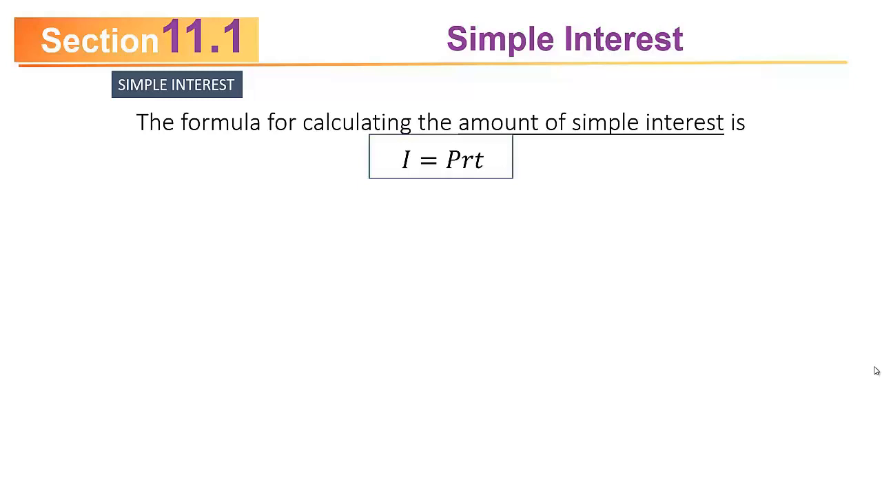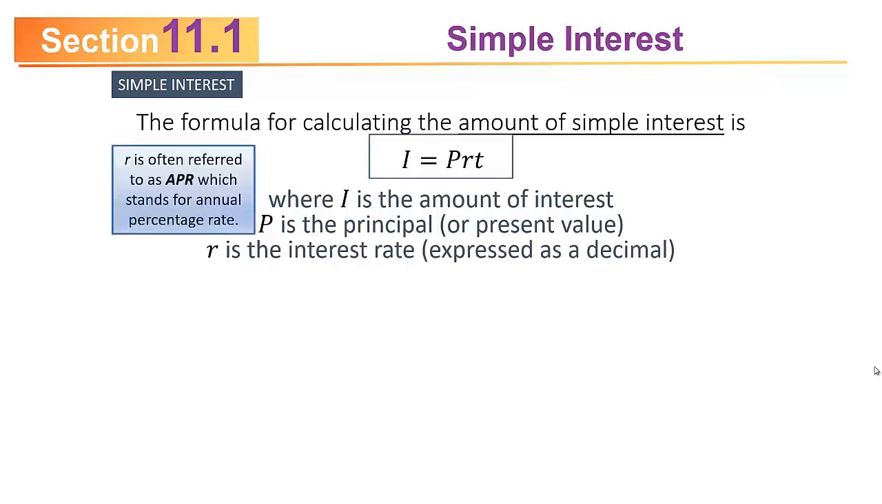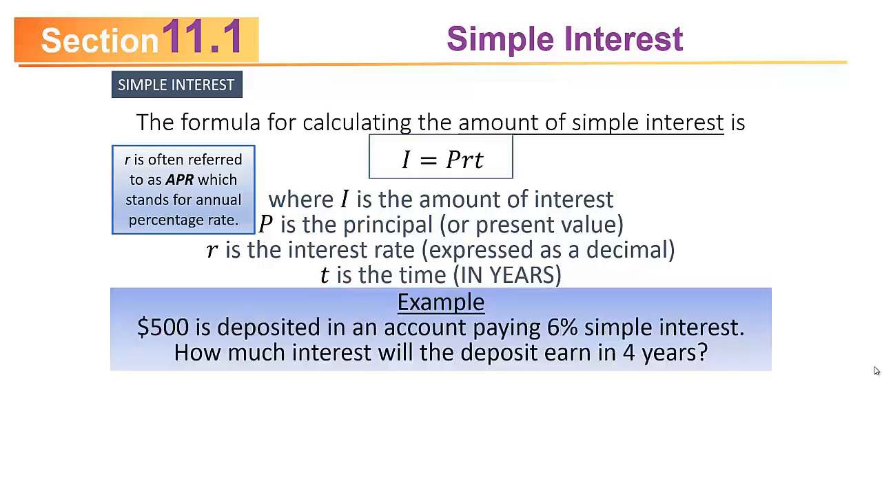The formula for calculating the amount of simple interest is given by capital I is equal to capital P R T. Capital I is the amount of interest earned or paid. Capital P is the principal or present value. Little r is the interest rate written as a decimal, and sometimes little r is called APR, which stands for annual percentage rate. And little t is the time in years. It has to be in years.